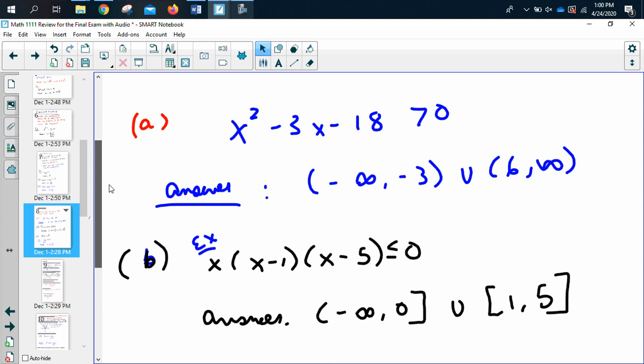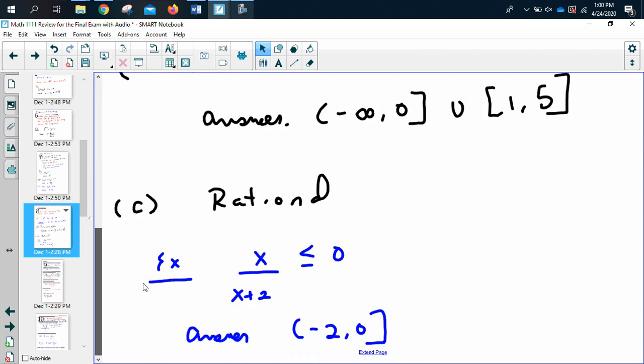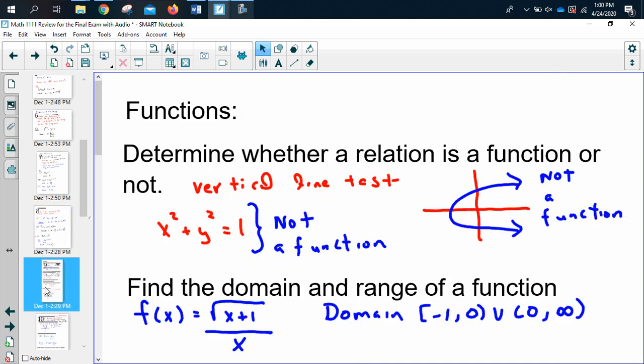So here's a few that you can try. We had polynomial inequalities, and we also had rational inequalities. Remember that for rational, you find the boundary numbers by setting the numerator equal to 0 and setting the denominator equal to 0. But you never include the vertical asymptote, which is what you get when you set the denominator equal to 0. Never include that in your solution set.